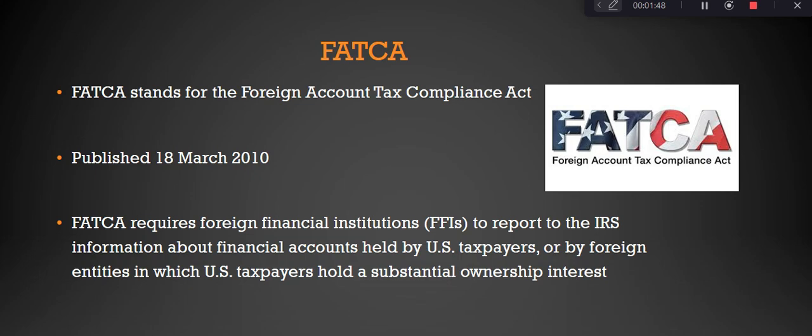Now, this act requires foreign financial institutions to report to the IRS about financial accounts held by US taxpayers or foreign entities in the US. If they are not doing this, there are agreements within organizations or the governments that if the foreign institutions are found not to be reporting, then hefty fines are imposed, and sometimes 30% of the income that they are getting from the US is directly deducted, and hence they go ahead with this filing.